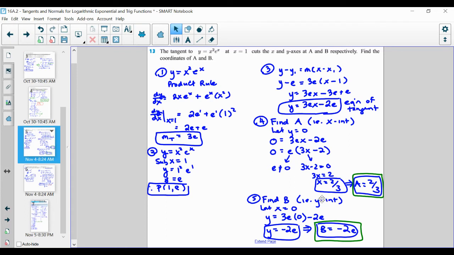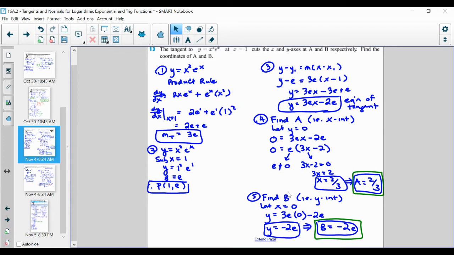When it cuts the y-axis, that's the y-intercept. So we're going to let x equal 0. So I'm going to go back to my equation of the tangent. I'm going to let x equal 0, and I'm going to isolate for y, which I find out that y is negative 2e, which means that my y-intercept is 0 and negative 2e.